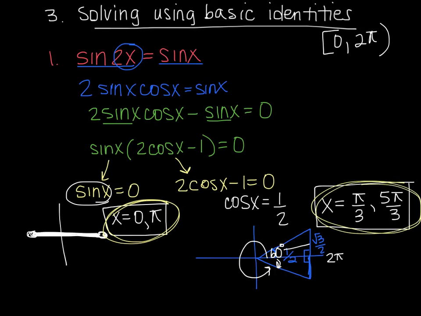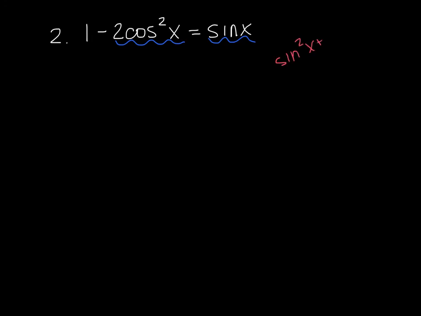So let's try another one, and this one we'll use the Pythagorean. So this one will look like 1 minus 2 cosine squared x equals sine of x. And so what I can see here is I have a cosine squared function and a sine function. Those certainly aren't going to combine well together, so what I'm going to need to do is use my Pythagorean identity, which stated sine squared x plus cosine squared x is 1.